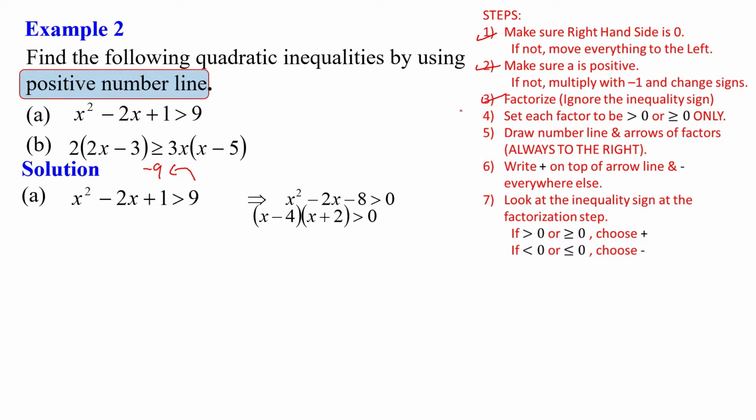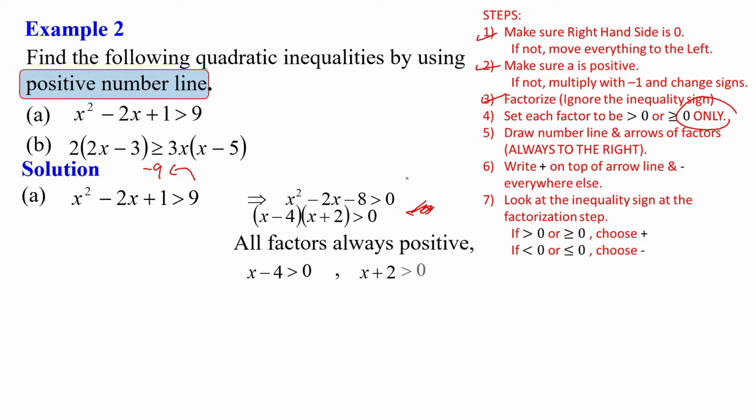Now, since we are using positive number line method, we have to set each factor to be greater than 0 or greater than and equal to 0 only, even though your inequality sign here is less than 0. You always have to set your factors to be greater than 0, like this, and follow the sign here. If the inequality does not have any equal sign, that means you don't write the equal sign here, but if there is equal sign, then you write the equal sign at the inequalities as well.